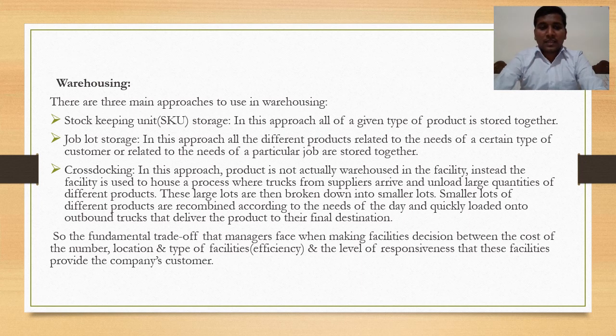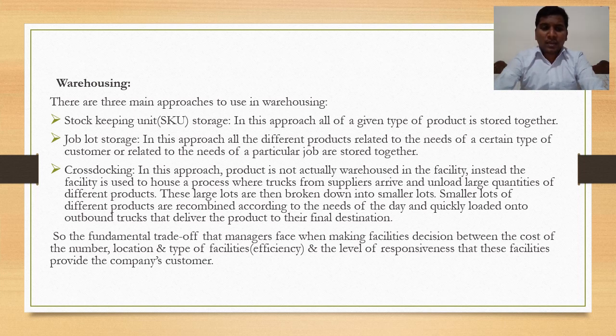Warehousing. There are three main approaches used in warehousing. They are stock keeping units, job lot storage, and cross docking. In stock keeping units, all the types of product are stored together. In job lot storage, the products related to the needs of a certain type of customer or related to the needs of a different job are stored together.